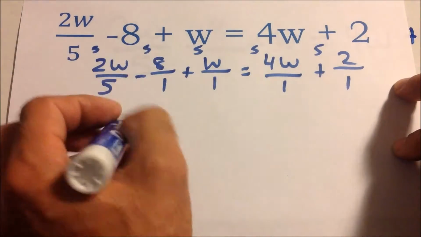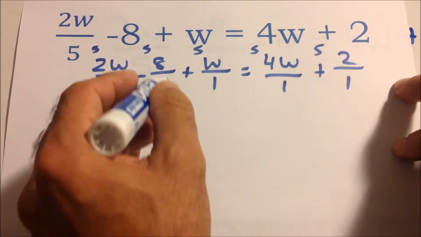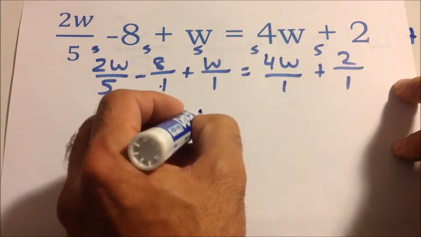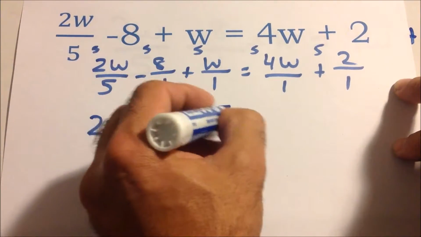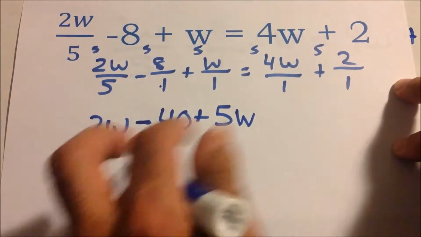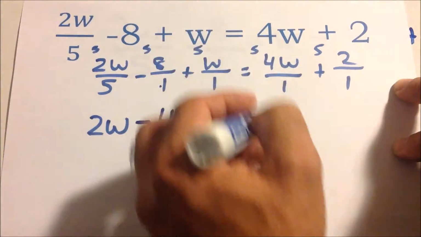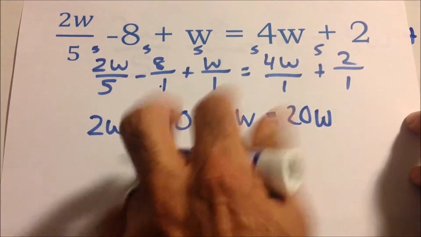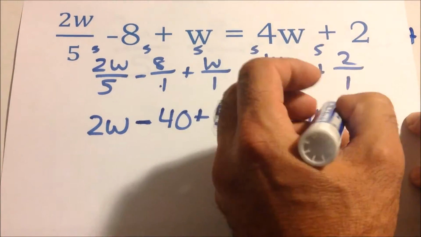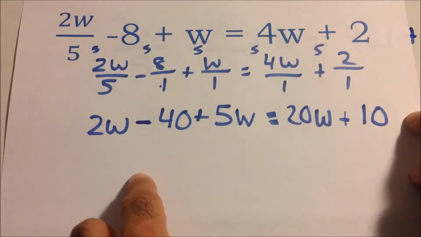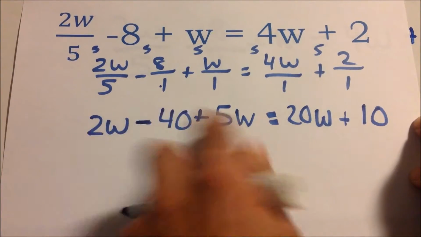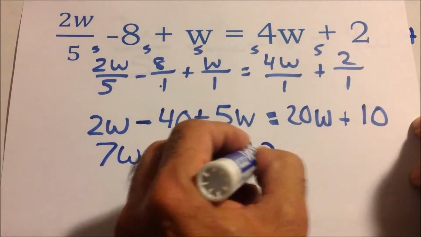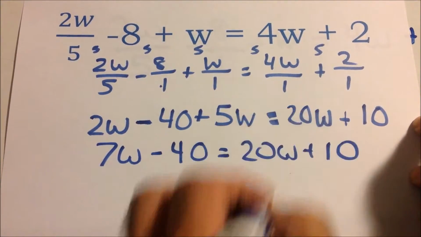Okay, we have a minus here now. 1 goes into 5 5 times, we have a 40. 1 goes into 5 5 times, we have a 5w. 1 goes into 5 5 times 4w is 20w. And 1 goes into 5 5 times 2 is 10. Alright, so let's combine like we did before, and we have 7w minus 40 equals 20w plus 10.